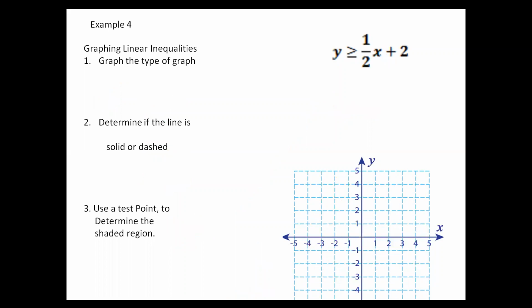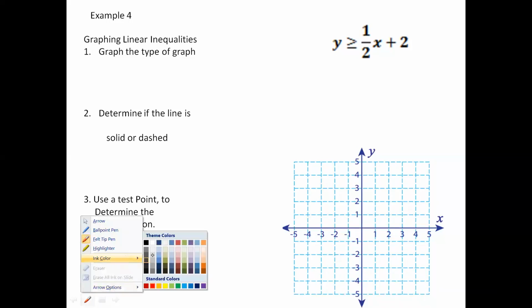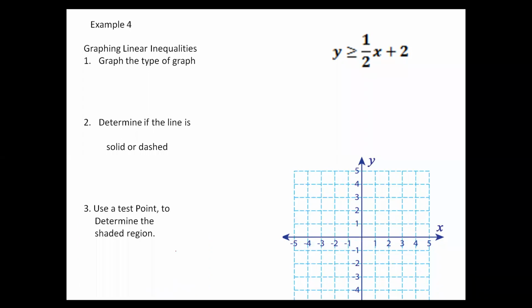Okay, we have a slope-intercept this time, so let's go and try this problem out. Okay, let's change up our color for this one. Let's change it up to burgundy. Okay, graph the type of graph. That doesn't make any sense. I just realized that. Here we go. It's a slope-intercept.